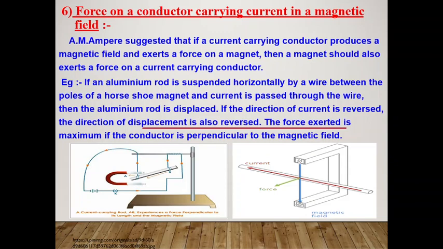Example: if an aluminium rod is suspended horizontally by a wire between the poles of a horseshoe magnet and current is passed through the wire, then the aluminium rod is displaced, and if the direction of current is reversed, the direction of displacement is also reversed. The force exerted is maximum when the conductor is perpendicular to the magnetic field.